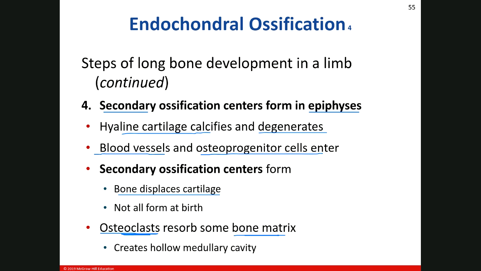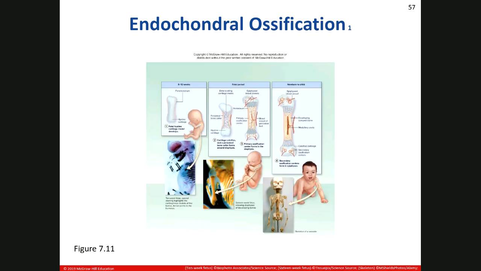But in the diaphysis, we need to make our medullary cavity, okay? Our adult bones have the medullary cavity. That's where we'll find the yellow bone marrow later on. So this also helps to make our bones a little bit lighter. So that's what we're seeing here, okay, in step four.